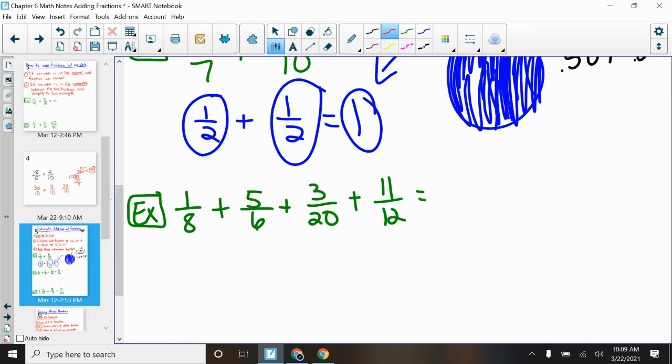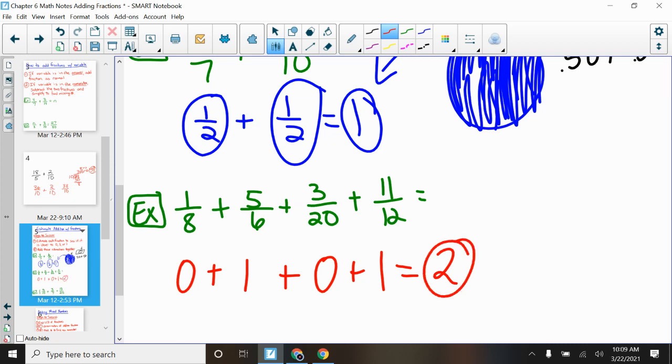So Shane, 1/8 is about what? That's about 0. 5/6, Shane, is about? That's about a 1. 3/20 is about? 0. And 11/12 is about? 1. What's 0 plus 1 plus 0 plus 1? 2. There's your answer. You got 2. Excellent.